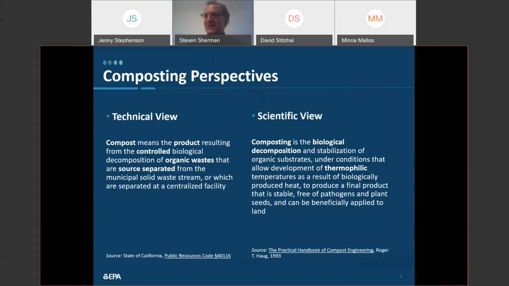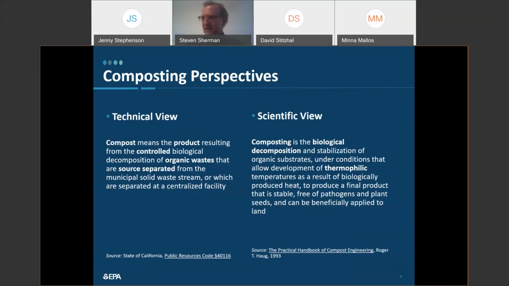Compost means the product resulting from the controlled biological decomposition of organic waste that are source separated from the municipal solid waste stream or which are separated at a centralized facility. So that's one definition. That's from the state of California Public Resources Code. So that's in the law. First, compost is viewed as a product. It's used on land. There's an emphasis on control, as in controlled biological decomposition. And for us, this just means helping to speed up a natural process.